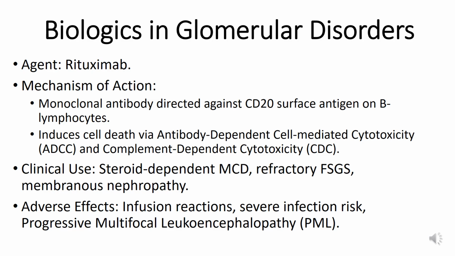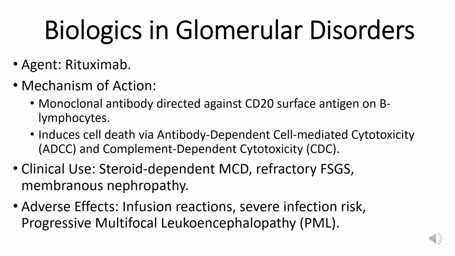After administration, rituximab circulates through the bloodstream. It binds specifically to CD20-positive B lymphocytes. Once attached, it marks these cells for destruction. The immune system then helps eliminate the targeted B cells. One mechanism involved is antibody-dependent cell-mediated cytotoxicity, or ADCC. In this process, immune cells recognize the antibody-coated B cells. These immune cells then release substances that destroy the targeted cells.